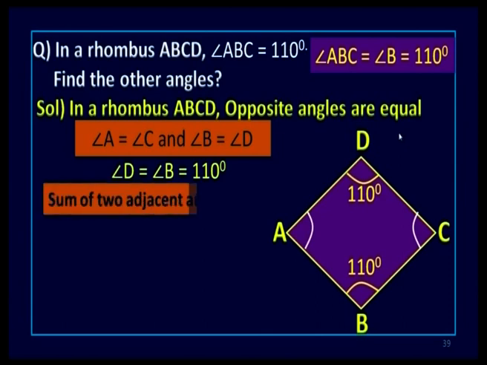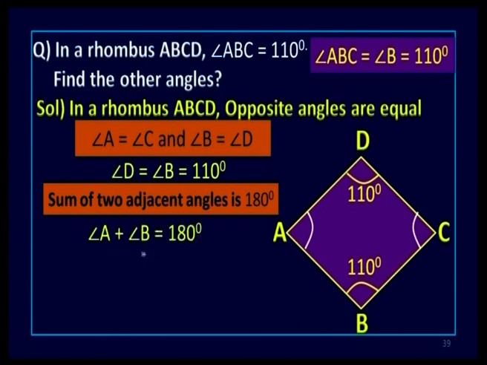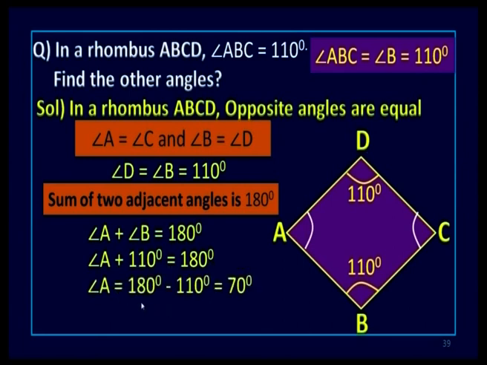Now what are the remaining two angles? Yes, they are A and C. Children, in a parallelogram or in a rhombus or in a rectangle or in a square, the sum of two adjacent angles will be 180 degrees. So I am taking here angle A plus angle B as 180 degrees. Angle B is 110 degrees. So angle A plus 110 degrees equals 180 degrees. Angle A equals 180 degrees minus 110 degrees, as it is plus. If it goes to the right hand side, it will become minus. So 180 degrees minus 110 degrees is equal to 70 degrees. So I am taking angle A equal to angle C equal to 70 degrees.